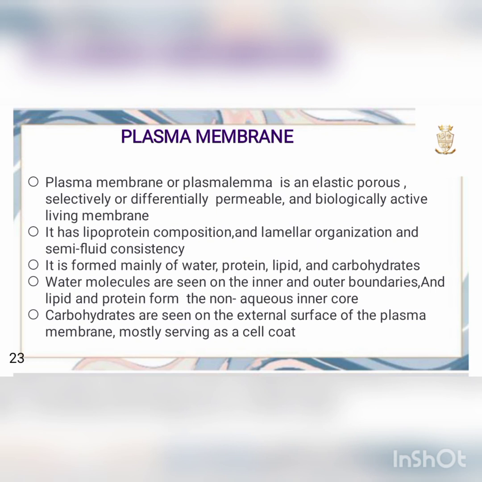Mainly, the plasma membrane is formed of water, proteins, lipids, and carbohydrates. Water molecules are seen on the inner and outer boundaries. The lipid and protein form the non-aqueous inner core. But in case of carbohydrates, they are seen on the external surface of plasma membrane, mostly serving as a cell coat.